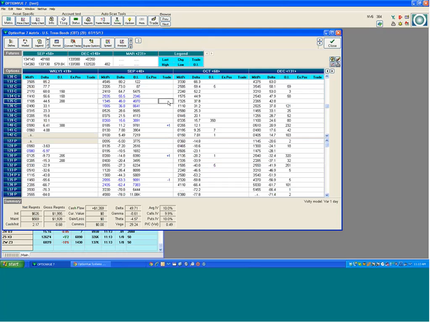Instead of doing a simple credit call spread, we would want to make an adjustment that provides negative deltas and positive Vega. Negative deltas and positive Vega. The type of a spread that achieves that would be what's called a diagonal calendar put spread.